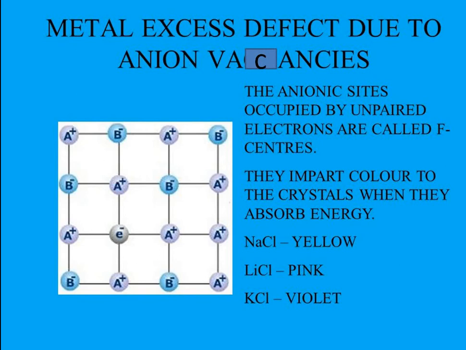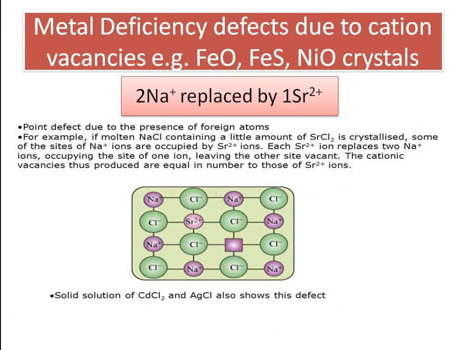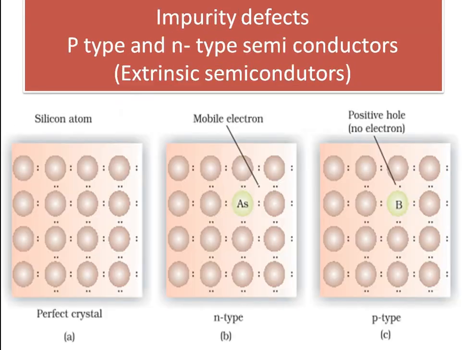Okay, this is metal excess defect due to anionic vacancy. Next is F center. Anionic vacant sites are occupied by electron. See, this Cl negative is replaced by electron. It is responsible for color. Now earlier we discussed metal deficiency defect. That is iron. Sodium is replaced by strontium, or iron 3 Fe3 plus is replaced by 2 Fe2 plus. So one vacancy will be generated here. So this will be responsible for the production of X.